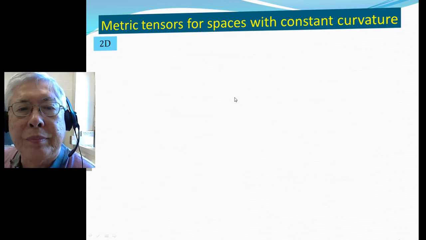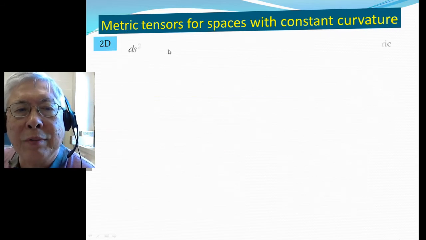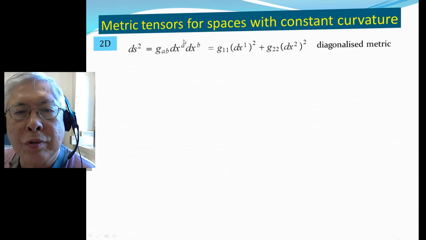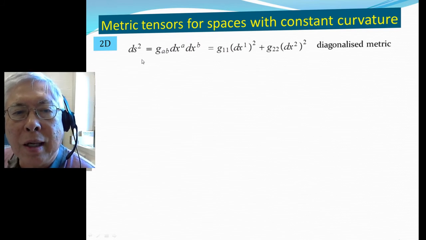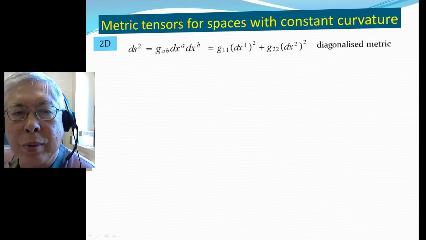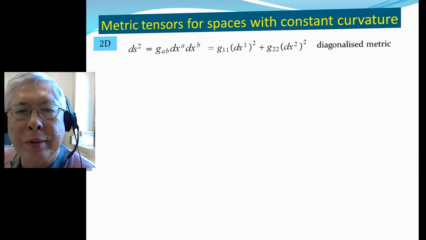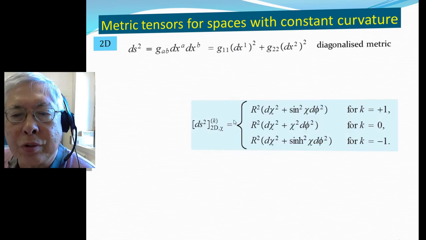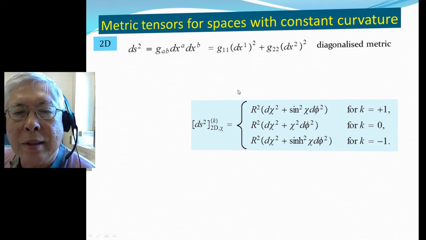Now, let's collect all the formulas for the curvature for the two-dimensional case. Instead of writing the matrix, I'm just writing the invariant distance squared: ds squared equals g_ab dx^a dx^b, and g_ab is diagonal, with only g11 dx1 squared plus g22 dx2 squared. For surfaces of constant curvature, they can be collected and written together in a similar form like this.